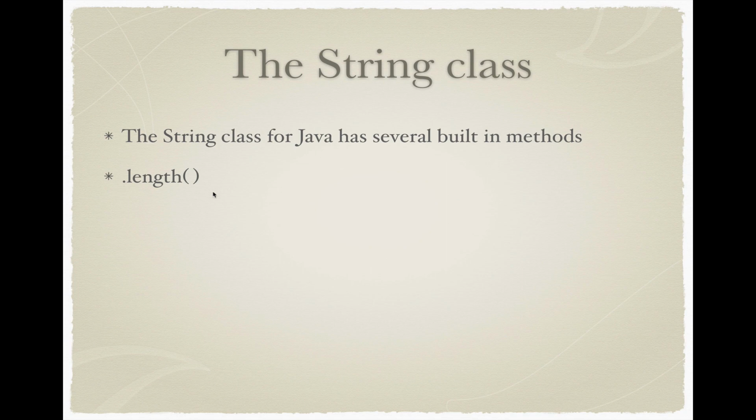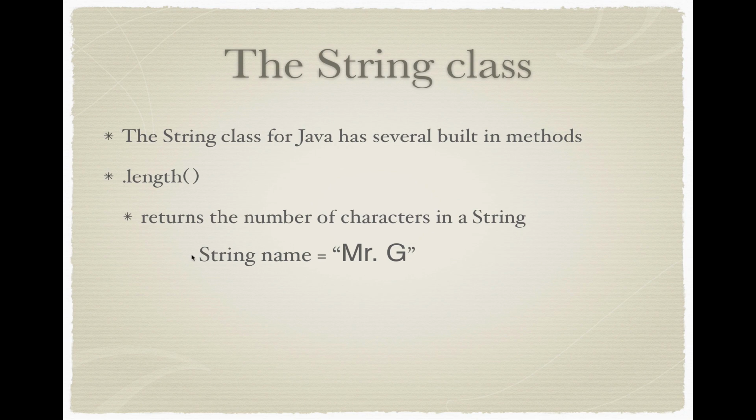The first method is dot length. And dot length returns the number of characters in a string. So for example, if I have a string, Mr. G, it would return 1, 2, 3. It just counts all the things in. There's a space here, 4, 5. There are 5 characters in this string, so name.length is equal to 5 because there are 5 characters in the string.